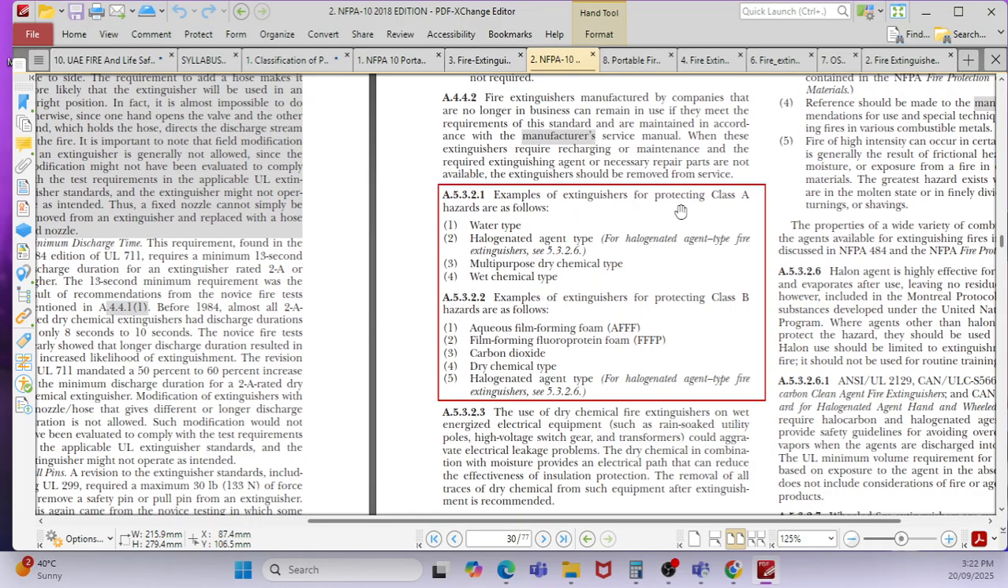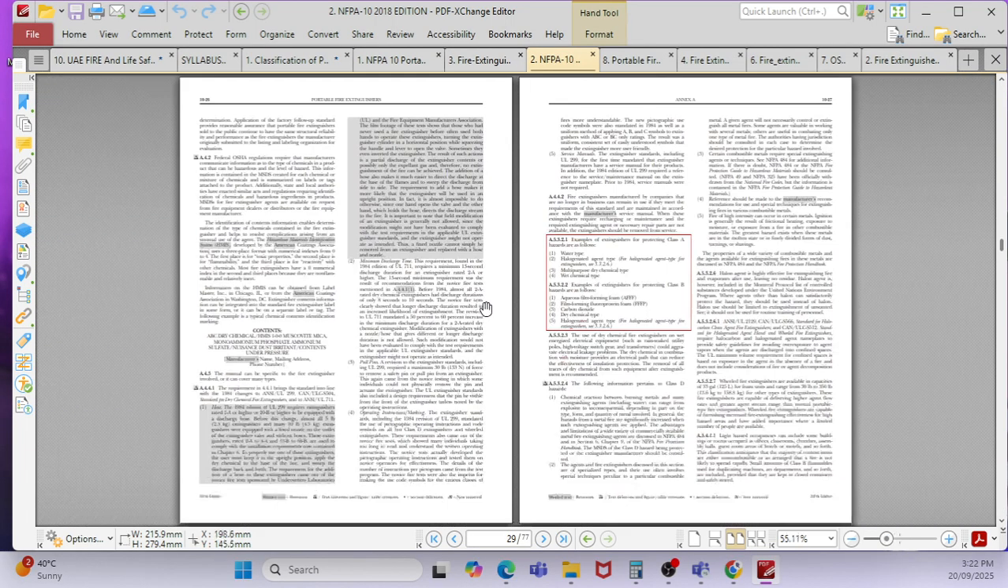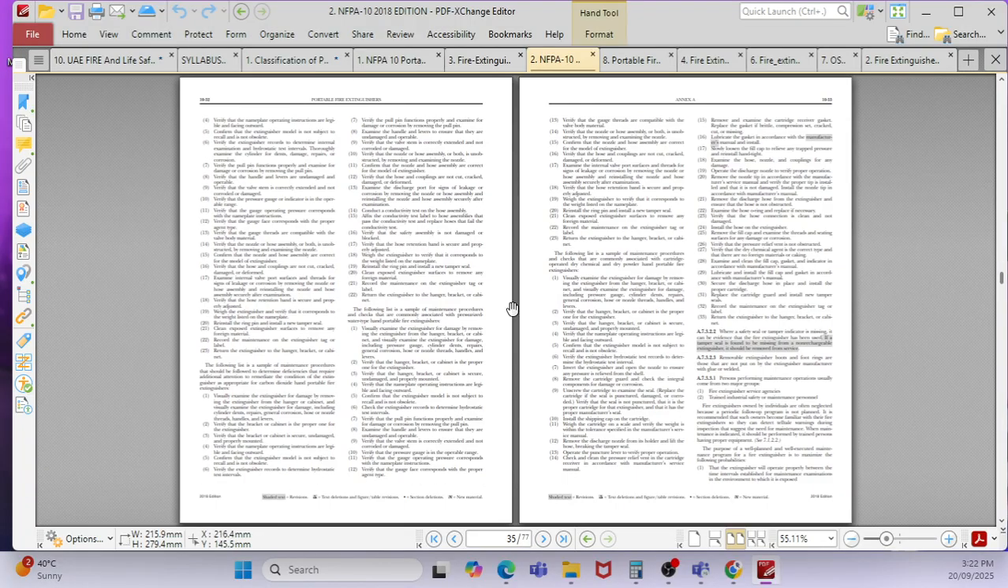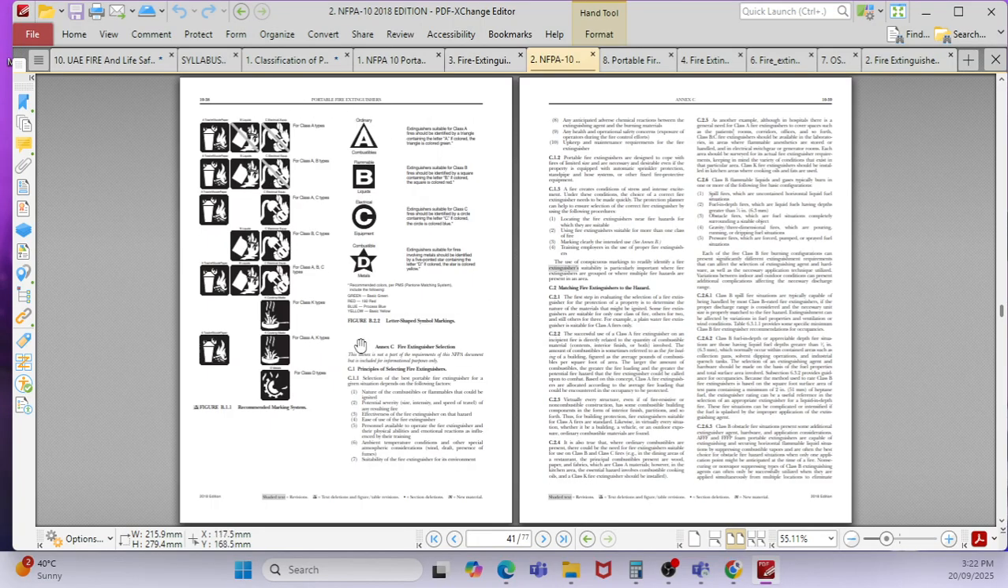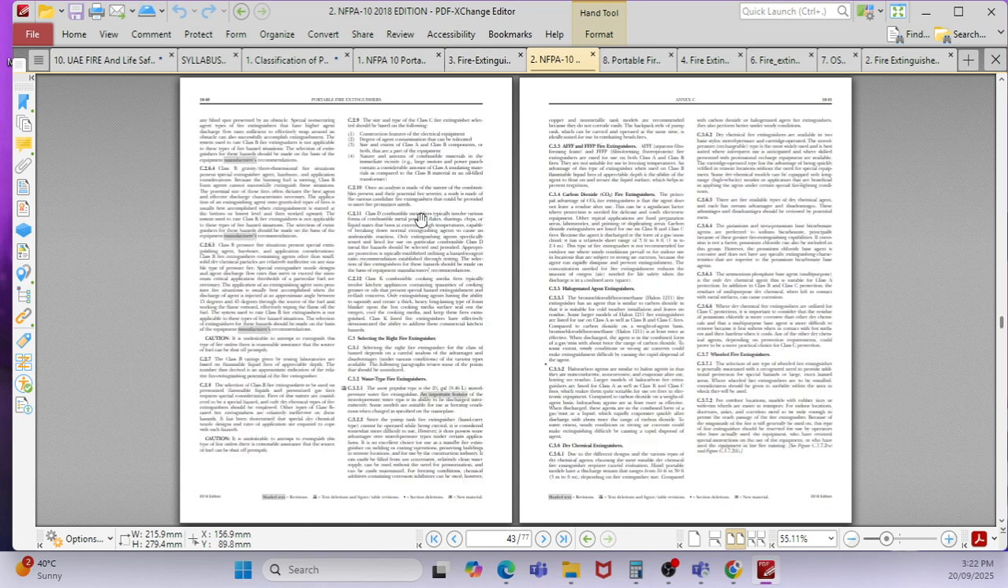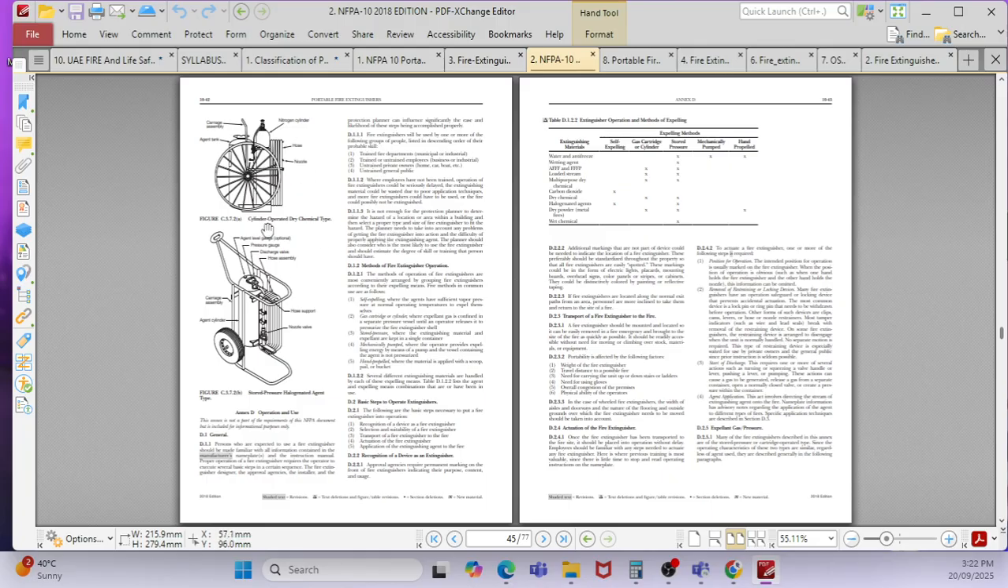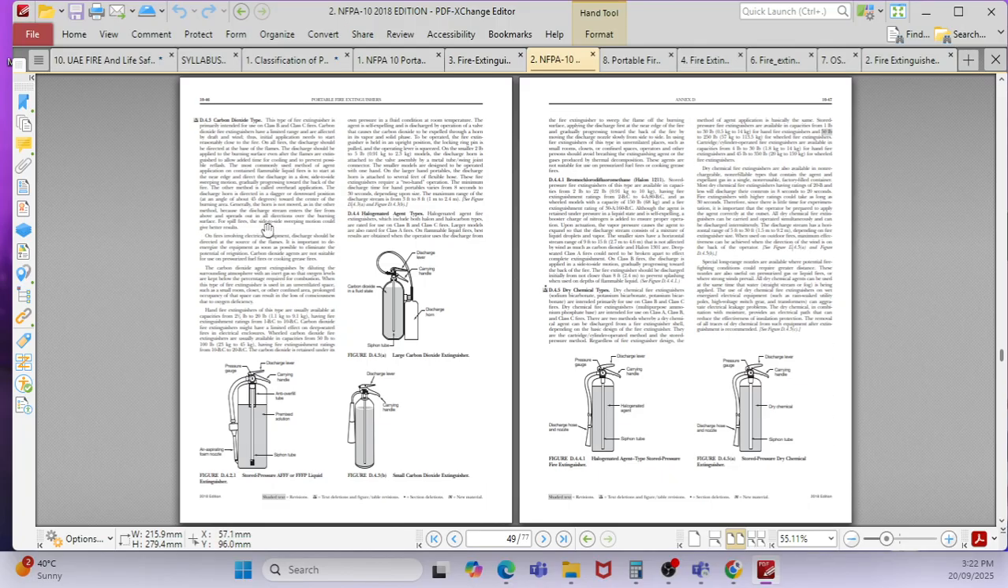The same thing. Example of extinguisher protecting class A hazard: water type, halogenated agent type, multipurpose dry chemical type, wet chemical type. For class B, AFFF foam, aqueous film forming fluoroprotein foam. So these are about class A, whatever we have seen just now. So trolley type, what is inside the material, that we have seen, other material also.